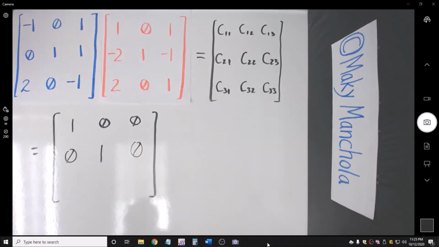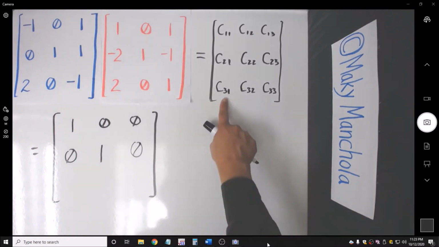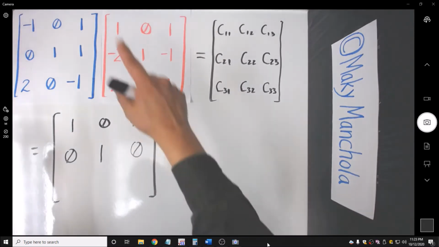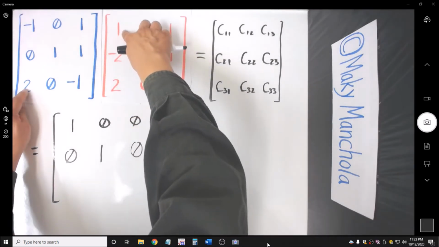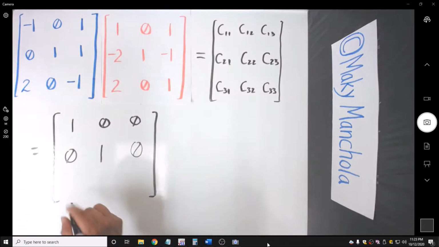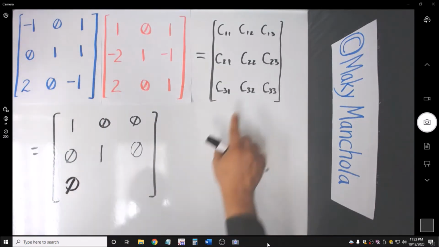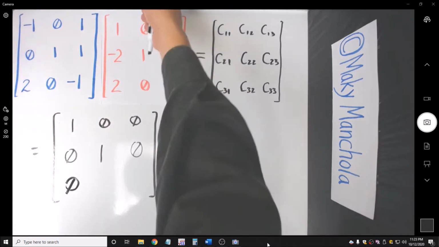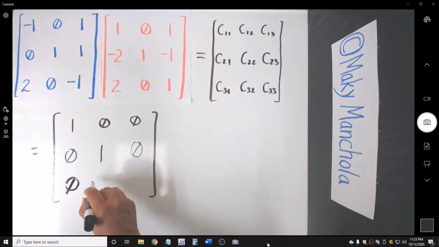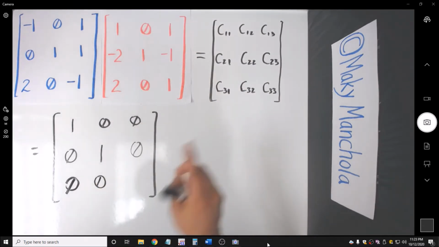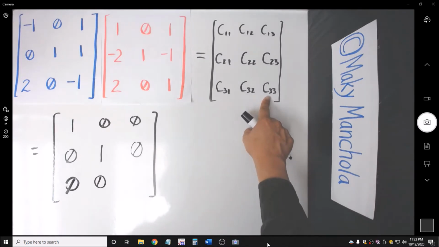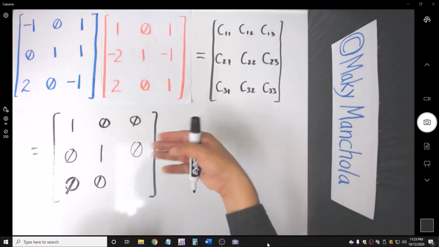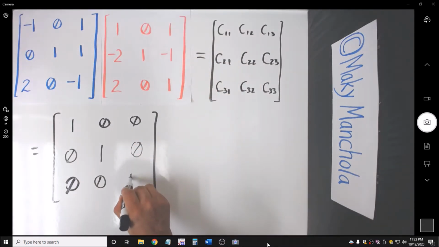Finally, the third row of C. C31, dot product, third row of A, first column of B. What is it? 2 plus 0 minus 2, which is 0. Okay, C32, dot product of third row of A, second column of B. The result will be 0. And finally C33, dot product, third row of A, third column of B. After you do the calculation, the result will be 1.